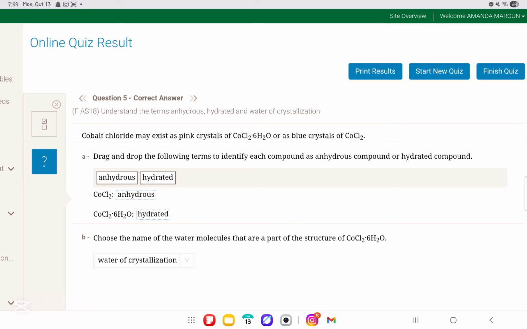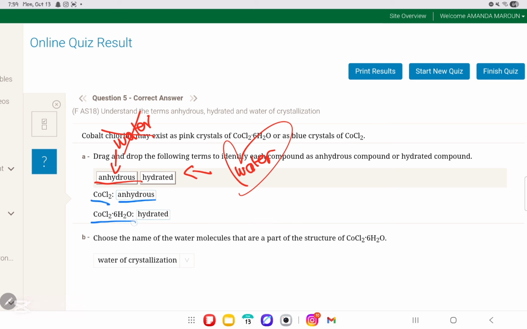Cobalt chloride may exist as pink crystals of CoCl2·6H2O, or blue crystals of CoCl2. Which of the following are anhydrous and hydrated? Very simply, anhydrous means that it does not have water, so water is a big no. Hydrated means that it loves water. It's definitely gonna have water with it. So this does not have any water with it, that's why we call it anhydrous. And this has water with it, that's why we call it hydrated.